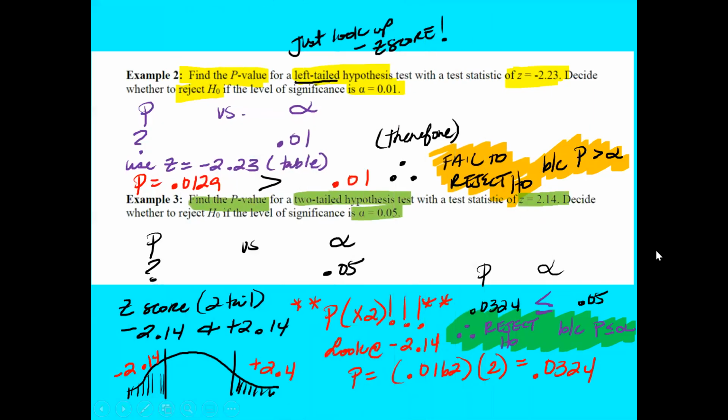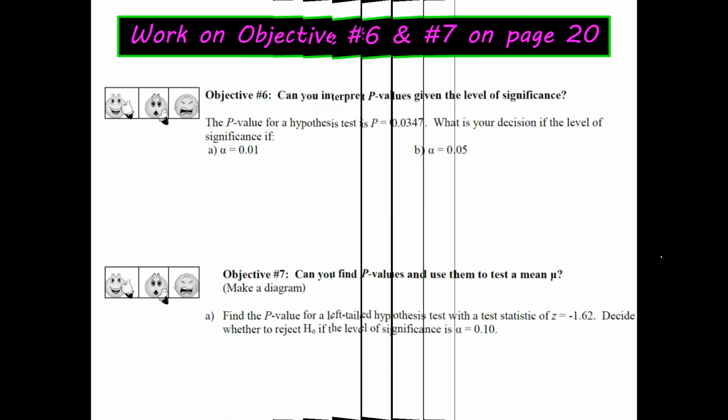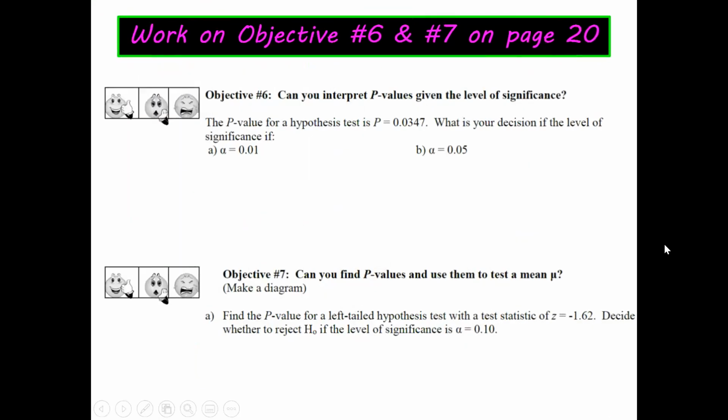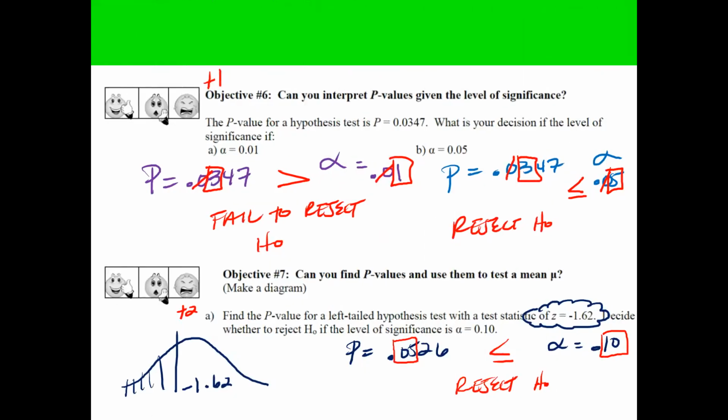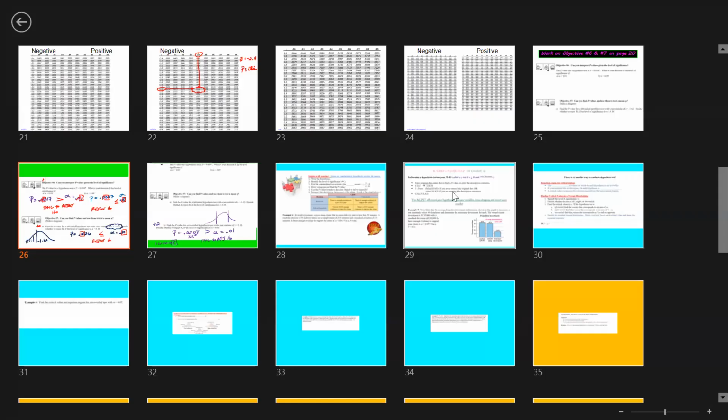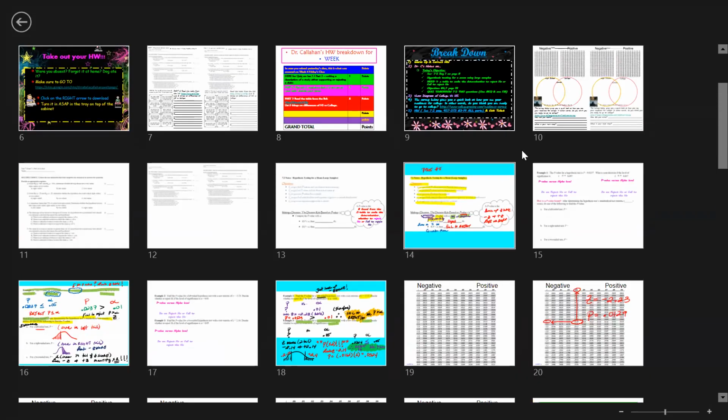All right, let's go ahead and jump in and practice with some objectives. Let's go to objectives 6 and 7 on page 20. Pause the video and go ahead and practice this with A, B, and then A. If you guys are ready, go ahead and take a look at the answers of the steps that I've done. Compare that with yours. And if you're finished with this, we're going to move on to our next part.